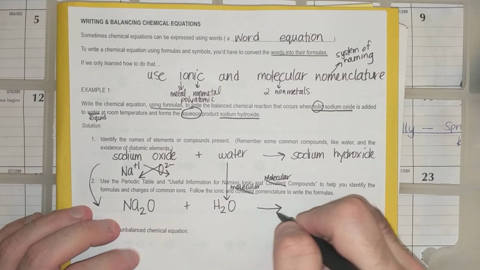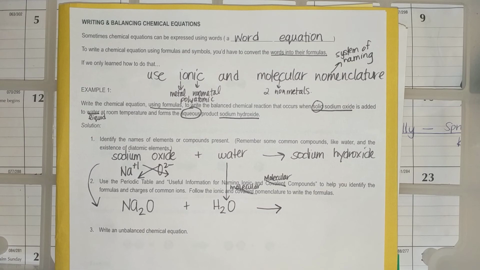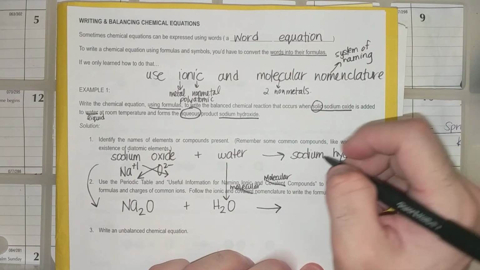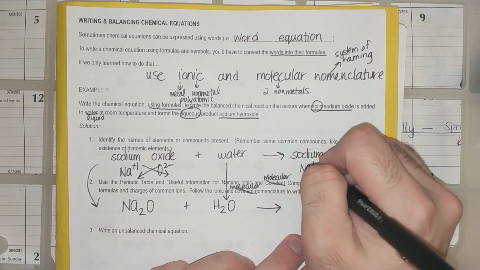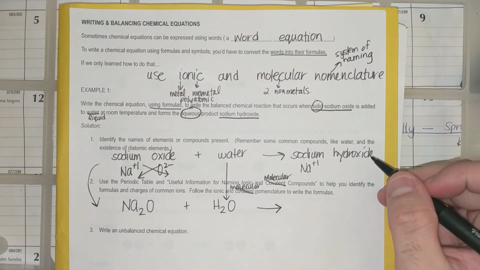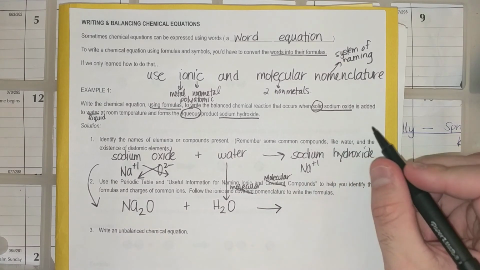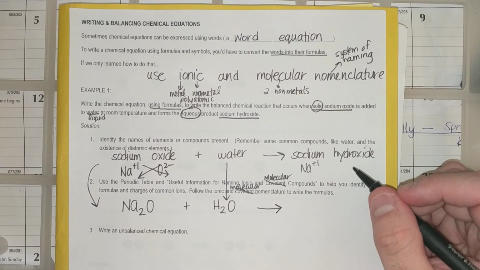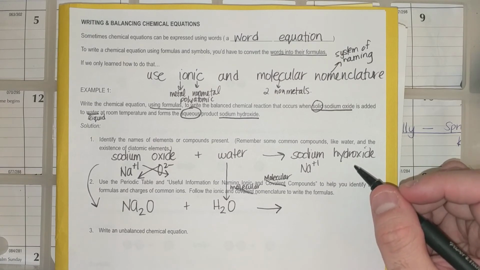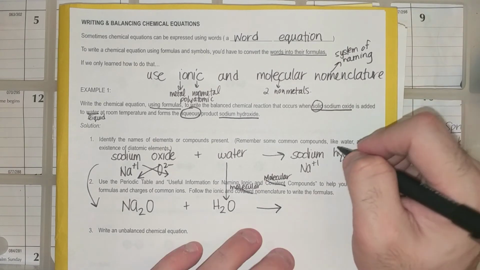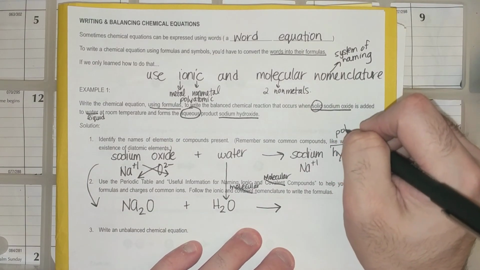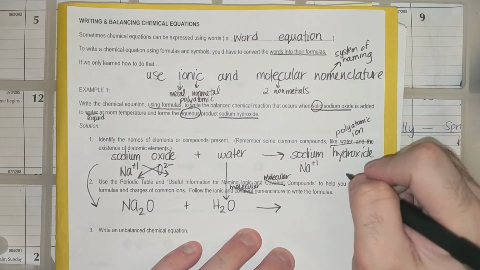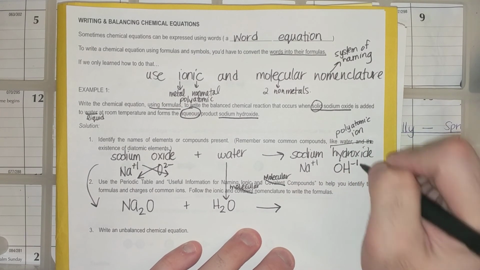And then here is the difficult part, and we're going to have to remember this, but sodium, again, is Na+, and hydroxide, does anybody remember what hydroxide would be? It's not an element. It's more than one atom that forms an ion, or more than one atom that forms a charge. This is a polyatomic ion. So hydroxide would be OH minus 1.